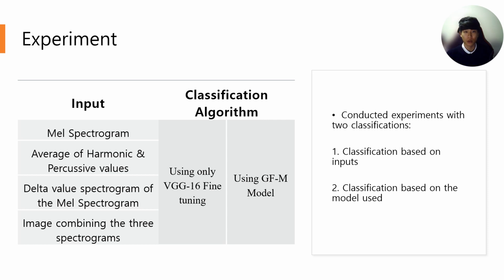The experiments were conducted in two main categories: classification based on input and classification based on the model used. Under the classification based on input, there are four types: male spectrogram, average of harmonic and percussive values, delta value spectrogram of the male spectrogram, and image combining the three spectrograms. For classification based on the model used, there are two types, using only VGG16 fine-tuned and using GFM model.